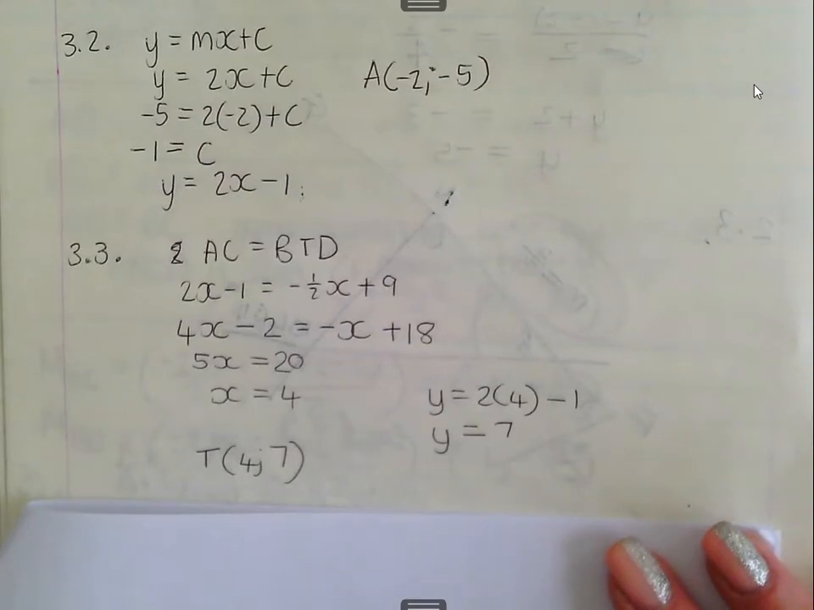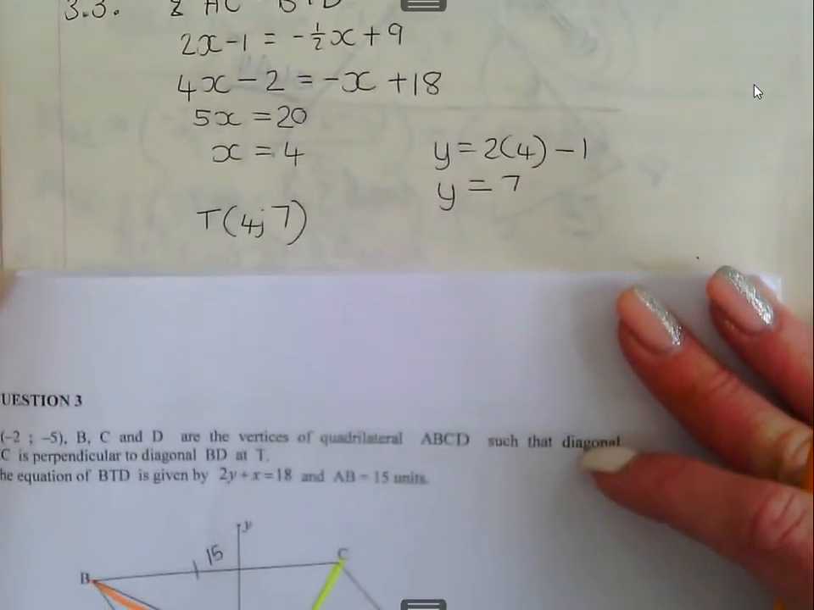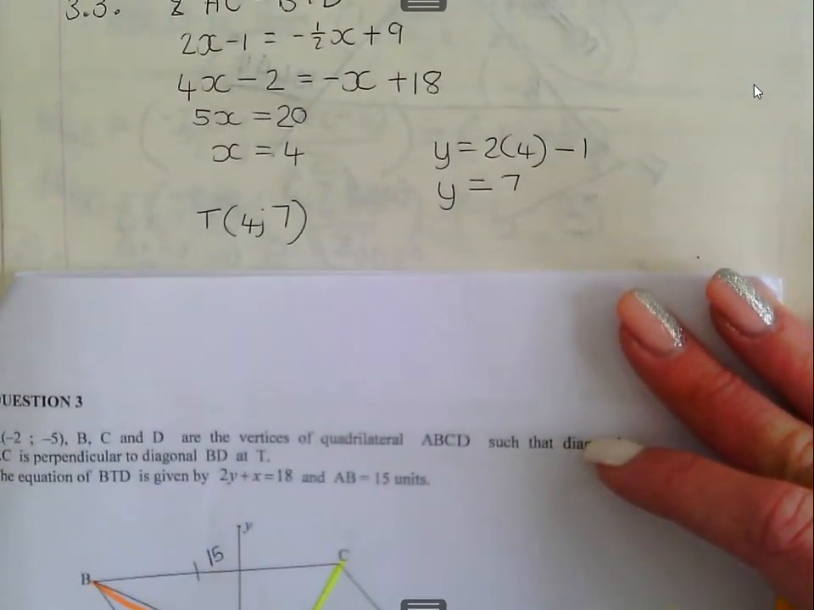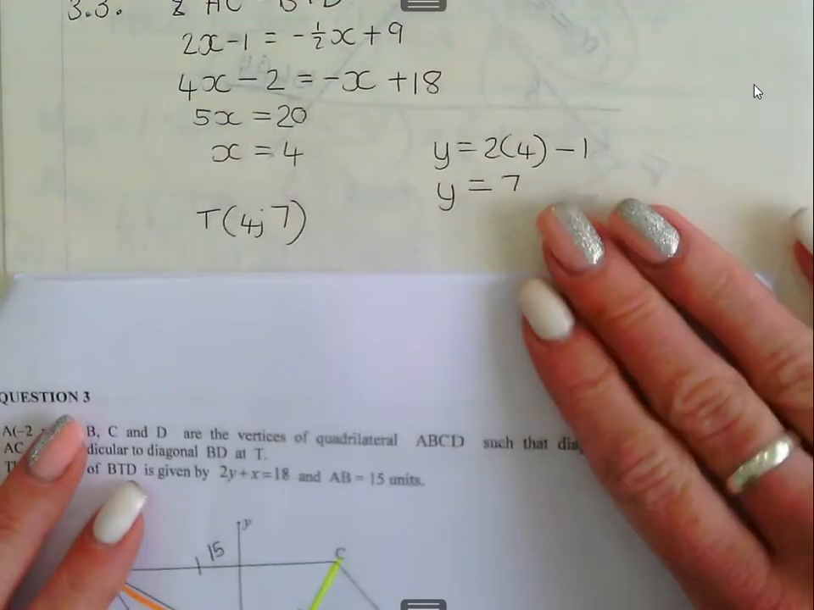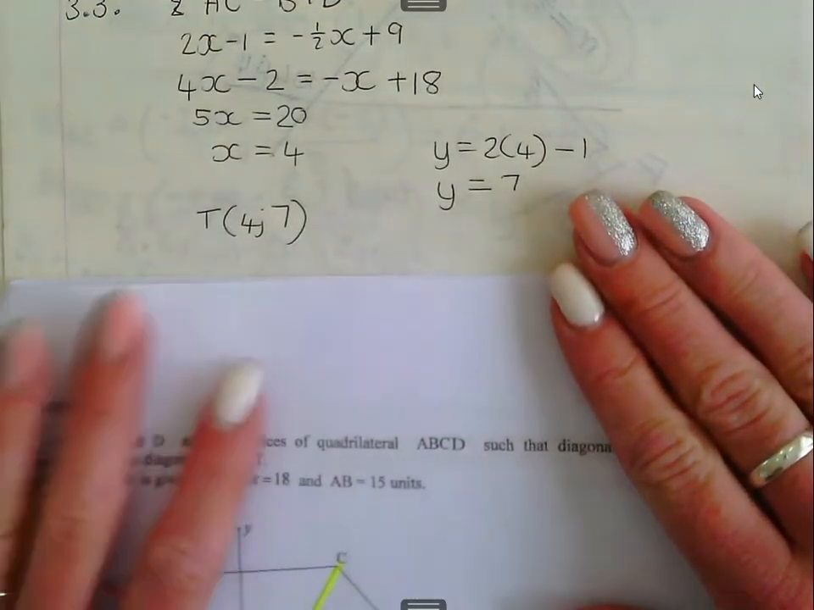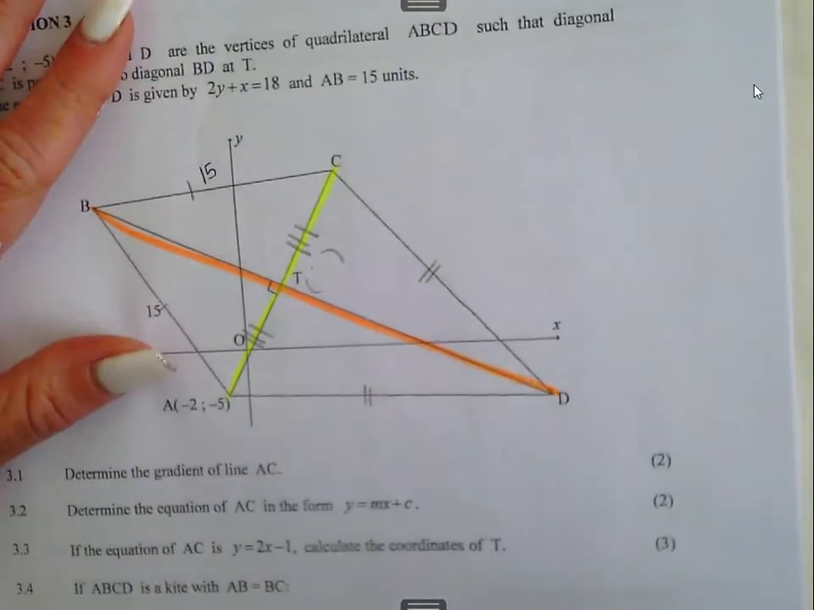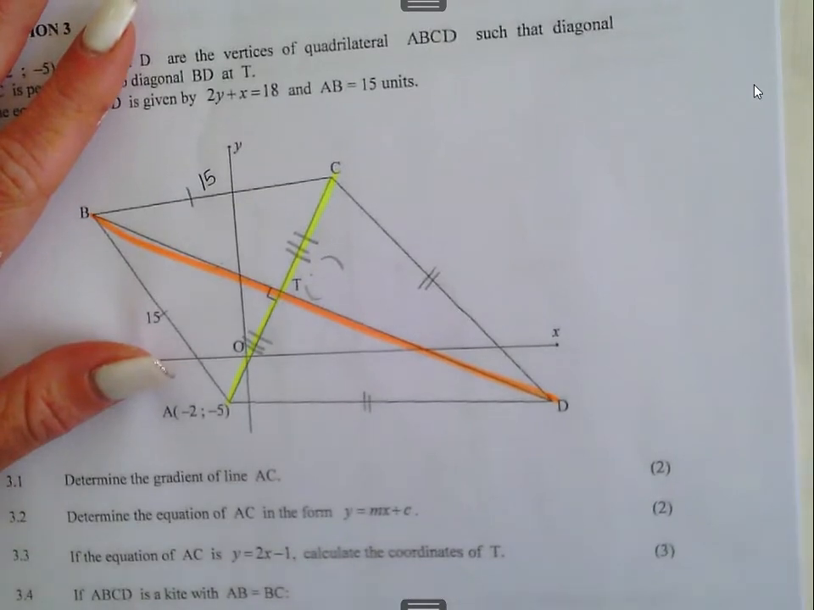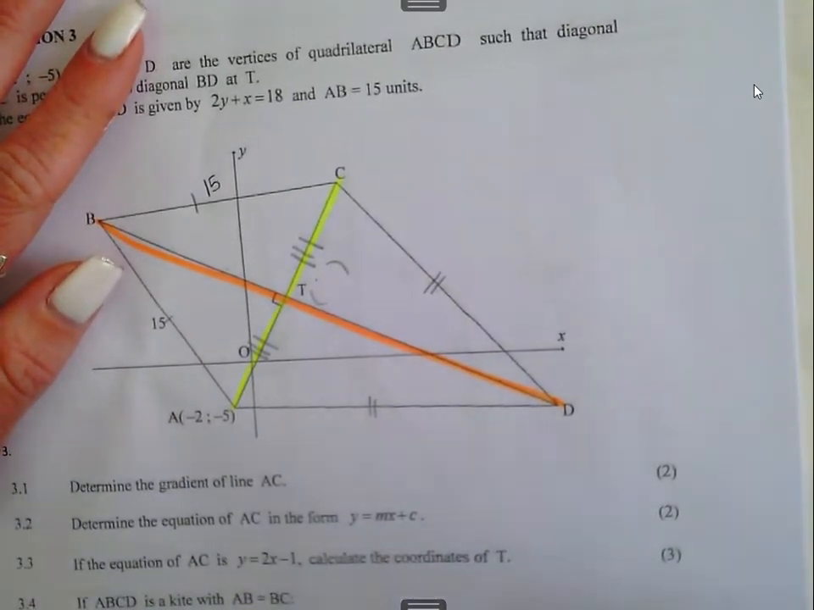Remember, when you read the word coordinate, your answer must be written as a coordinate. Next, they said if ABCD is a kite with AB equal to BC, determine the coordinates of C. So what I said to you guys is when we need to find the answer of two unknowns, we can only use the midpoint.